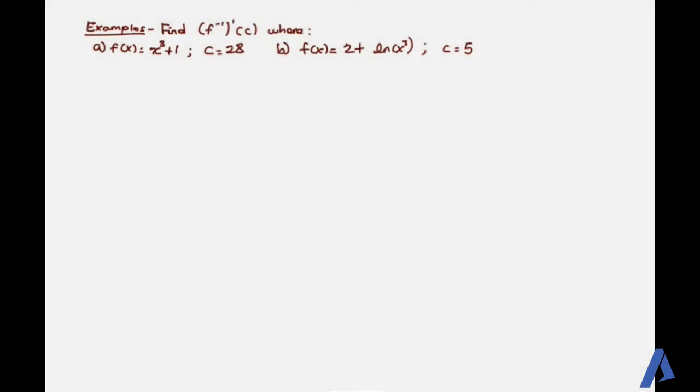የመጀመሪያው find the derivative of the inverse at c ነው የሚለን። ስለዚህ መጀመሪያ በዚህ ሪሌሽን we find the value of a. ስለዚህ f(a) ማለት a³ + 1 = c, which is equal to 28. ስለዚህ a³ = 27 which means a = 3.